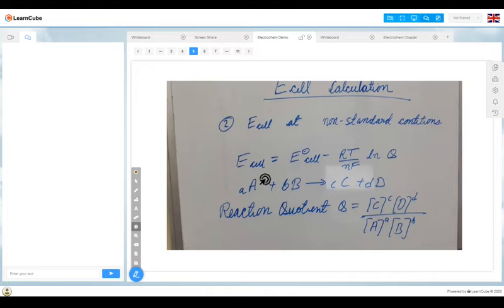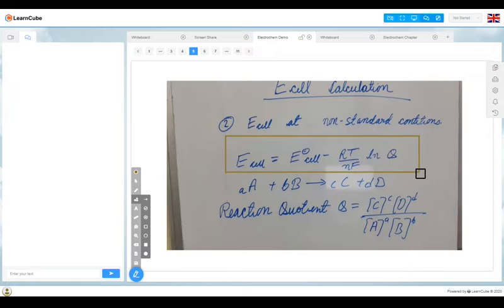There we use the equation called the Nernst equation. This is the basic Nernst equation, where E cell is equal to E naught of cell minus RT over nF ln Q. Q is my reaction quotient. For example, if this is the cell reaction where n moles of electrons are exchanged, the reaction quotient Q is the ratio of the product concentration to the reactant concentration, raised to the power of their coefficients.